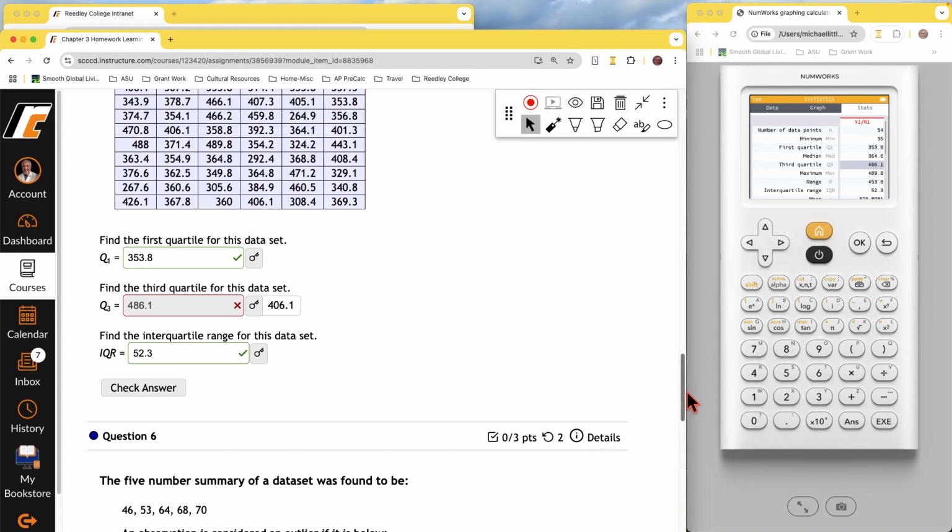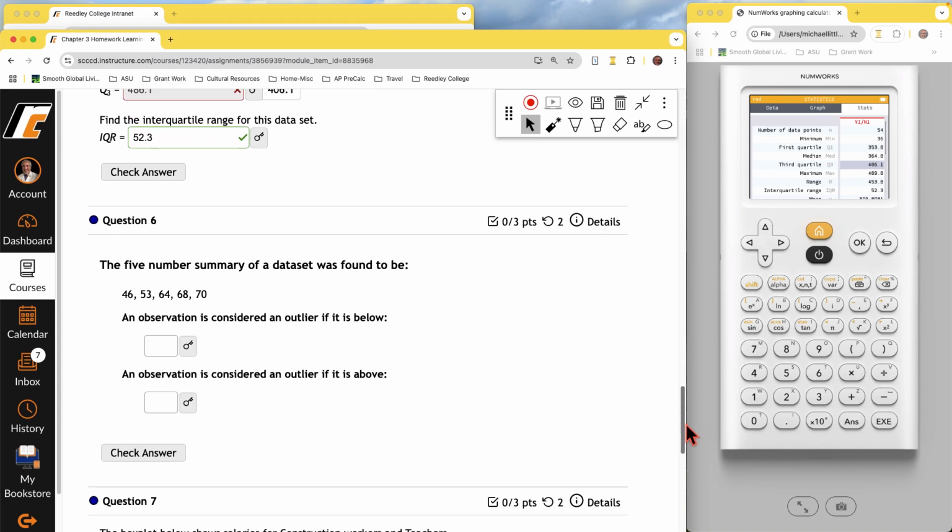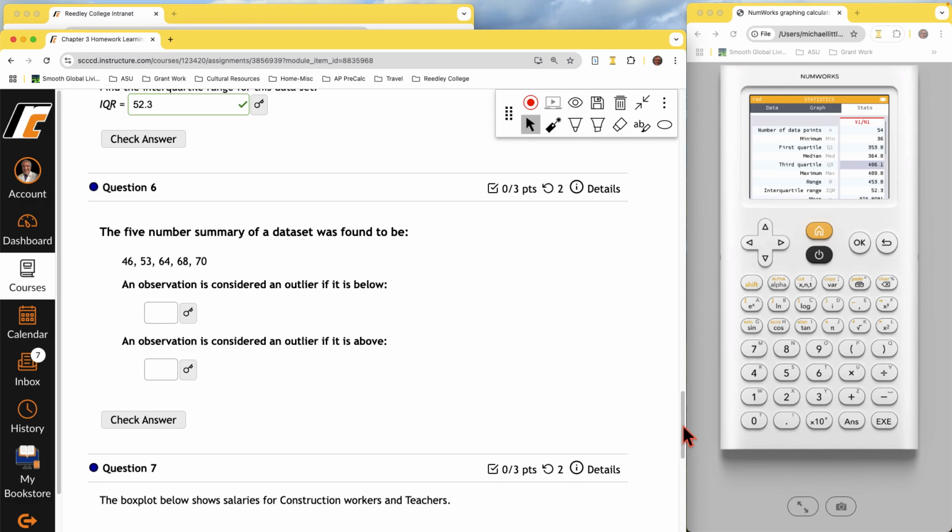Okay, remember you can always fast forward. The 5-number summary of a data set was found to be this. An observation is considered an outlier if it is below what number? This is a 5-number summary. An observation is considered an outlier if it is above what number?